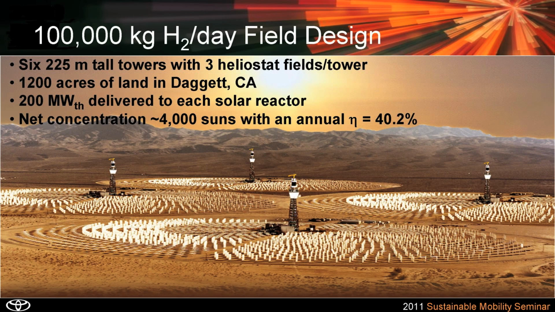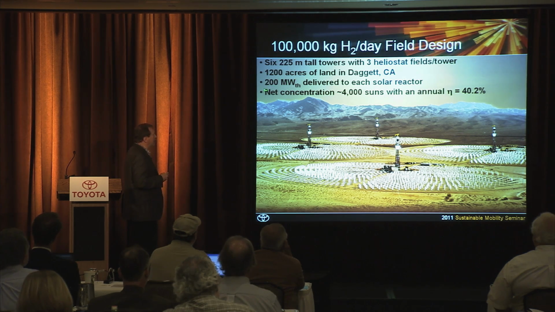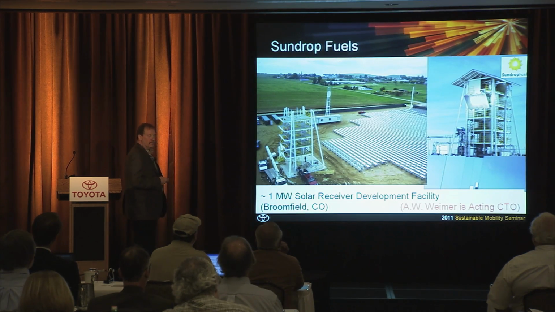About 1,200 acres of land in the Mojave Desert, 4,000 suns. The annual efficiency of solar to the reactor is about 40%. The overall efficiency, including the process, is around 20 to 22%. You're looking at tall towers and about 200 megawatts thermal delivered to each solar reactor. This is a schematic. Okay, this is a real process.